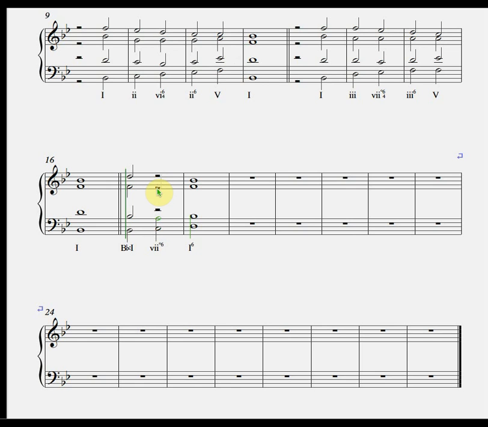So now we have the root of the chord, the third doubled, and the fifth, and the third is in the bass. So this is how a leading tone triad is typically supposed to be used. Let's hear how this sounds.